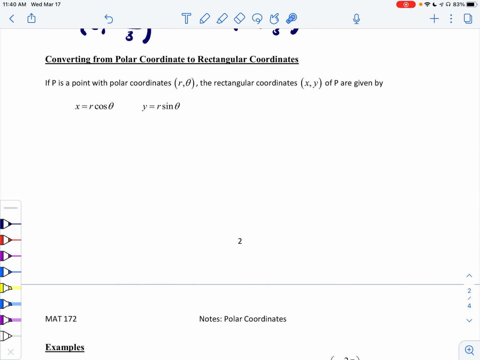All right, I think I'm actually going to end this video here, and in the next video, we're going to take a look at converting back and forth between polar and rectangular.